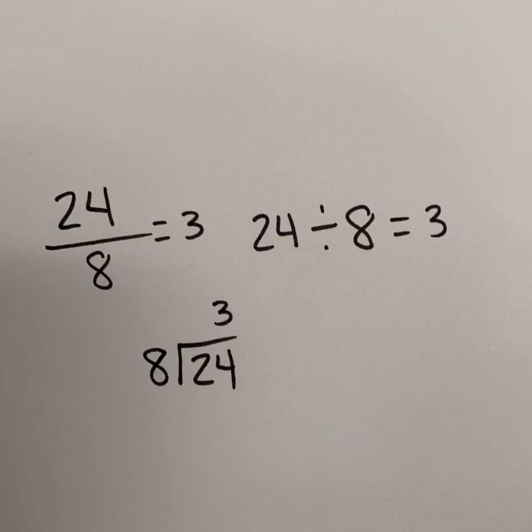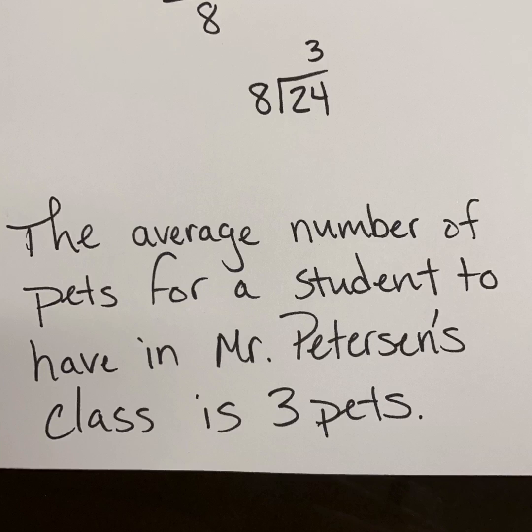Here's me just copying that down onto my piece of paper, however I chose to write my division problem. And you might be asking, so what does that number mean? It means that the average number of pets for a student to have in Mr. Peterson's class is 3 pets.